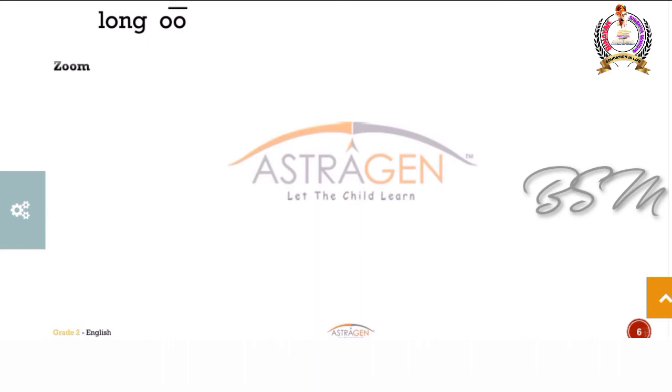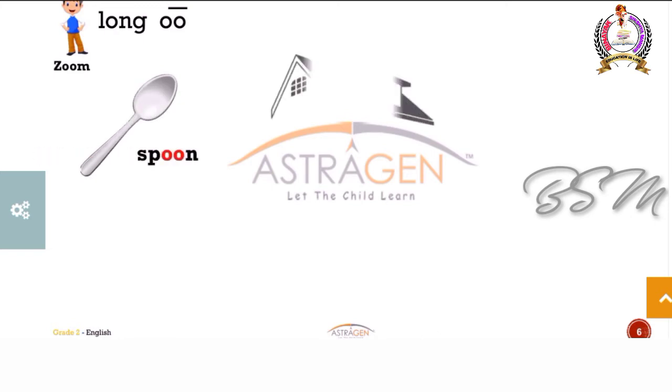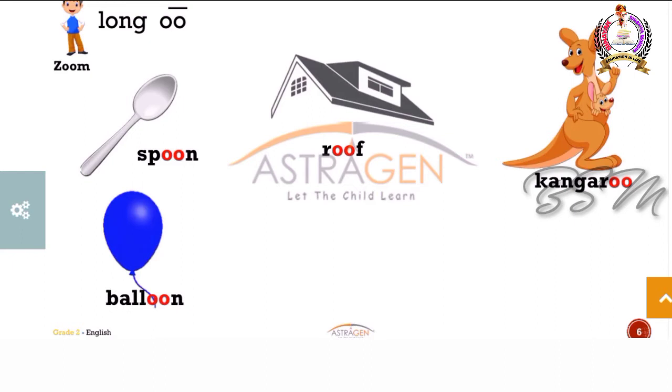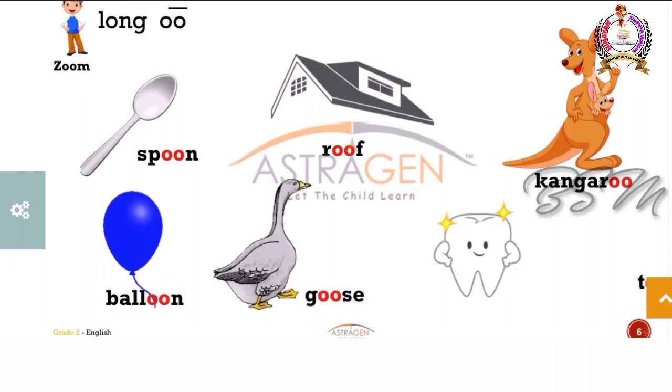So, let's learn the long oo. Now, did you see Zoom? Remember, he says spoon, roof, kangaroo, balloon, goose, tooth. Okay, so children, here they say the long sound.